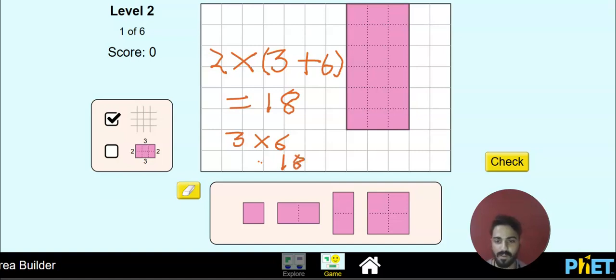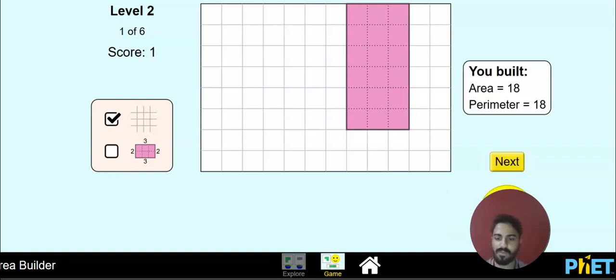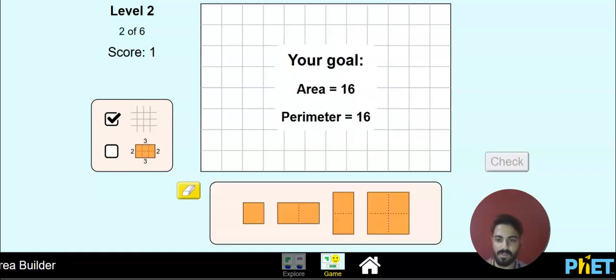Okay, very good. Once that is checked, let's move to the next question. Your goal is to find an area of 16 and a perimeter of 15, and this is your homework for today. We'll discuss it tomorrow.